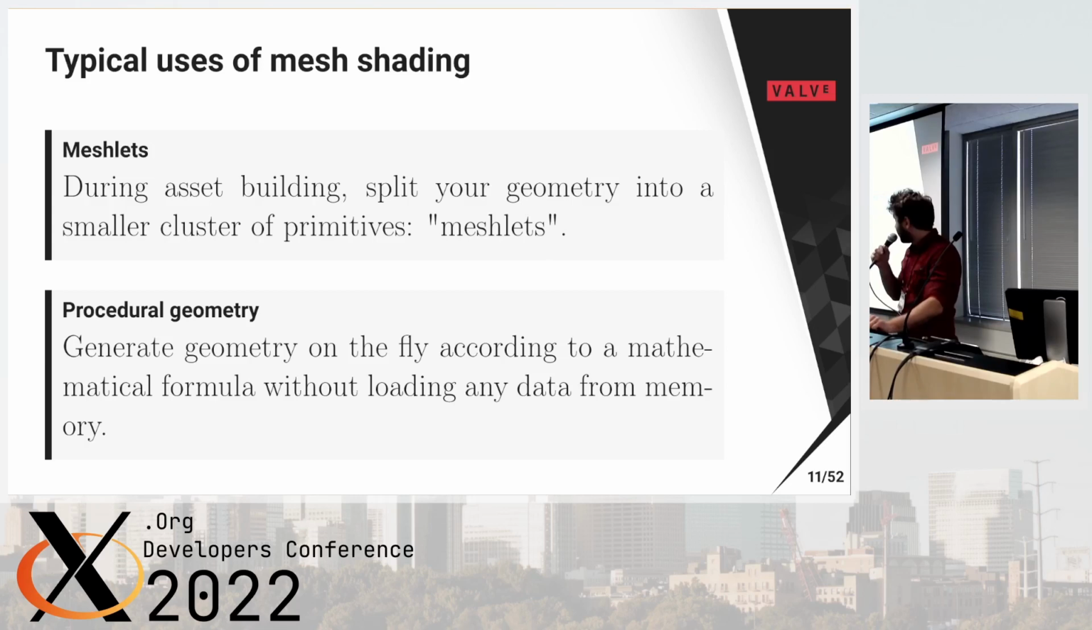So there are two main use cases. One is meshlets, which we already discussed. And the other is procedural geometry, which means that you can write an application which generates all of its geometry on the fly, which means that you don't have to have any memory access at all. So if you have a mathematical formula which describes some shape, you can implement that formula in mesh shaders, and then it will just render without any inputs.